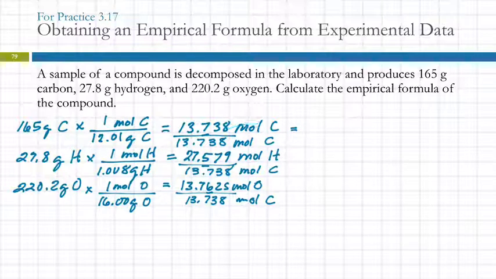Well, this top one is going to come out to exactly 1, right? Because it's a number divided by itself. So that one's 1. 27.579 divided by 13.738 is equal to 2.007. And the one on the bottom, 13.7625 divided by 13.738, is 1.002.